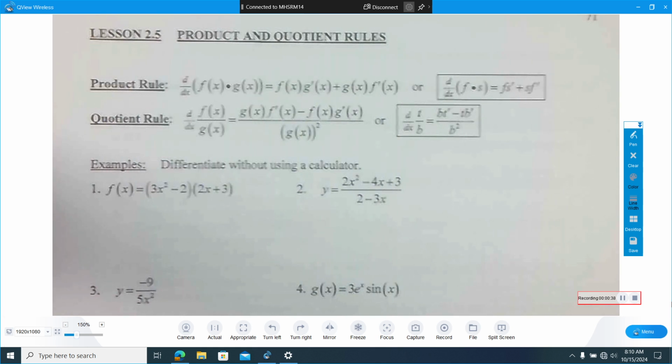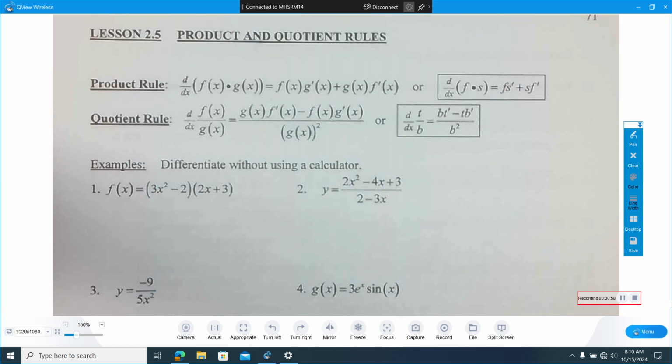The other thing was the derivative of e to the x is e to the x. The derivative of sine is cosine, and the derivative of the natural log of x is 1 over x. And those are the things that you just don't forget because we'll do it so much.